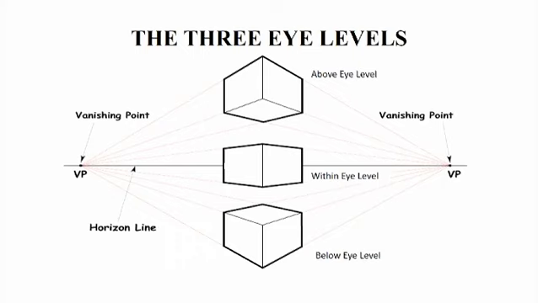The eye level is the reference point for drawing the perspective lines. It varies according to the position of the viewer. On this diagram, we have three different eye levels: the above eye level, the within eye level, and the below eye level.